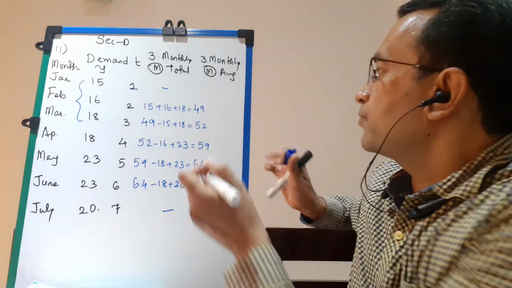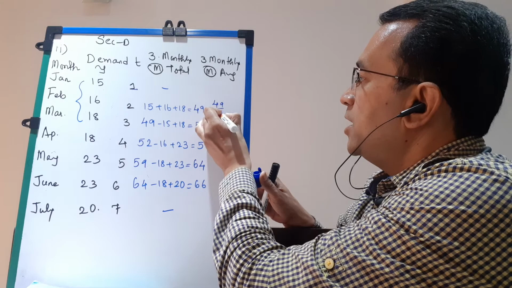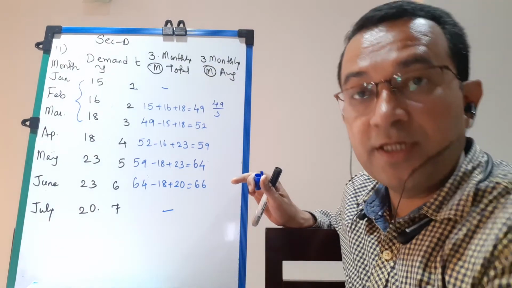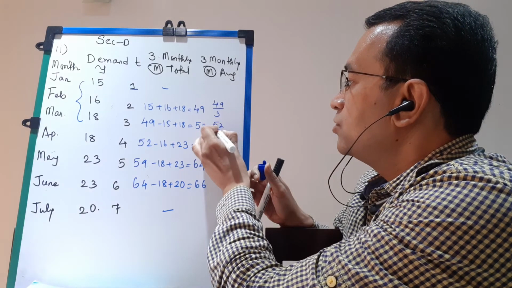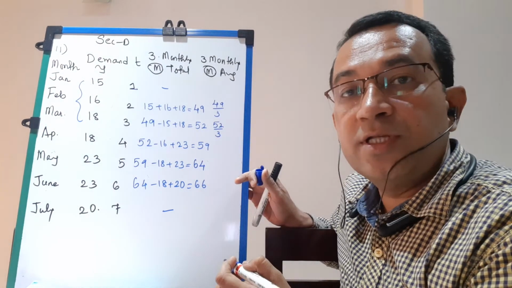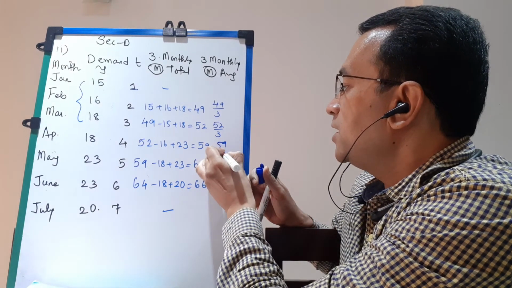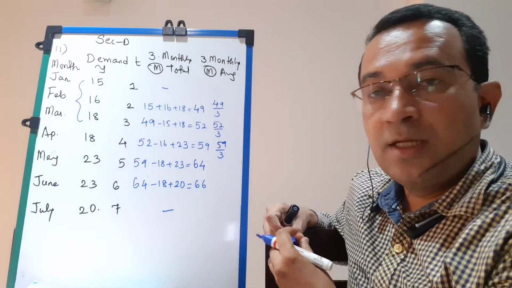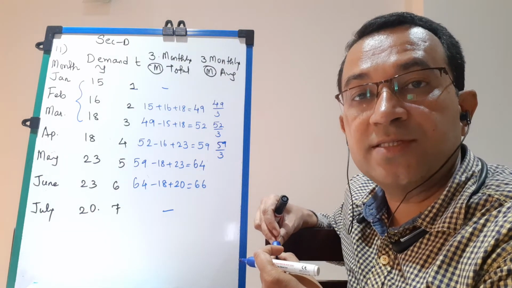49 by 3. Students, so 49 by 3. Answer I am not writing, but it is 16.33. Then 52 by 3. So it is 17.33. 59 by 3. So if it is 60 by 3, it is 20. So this will be 19.67.